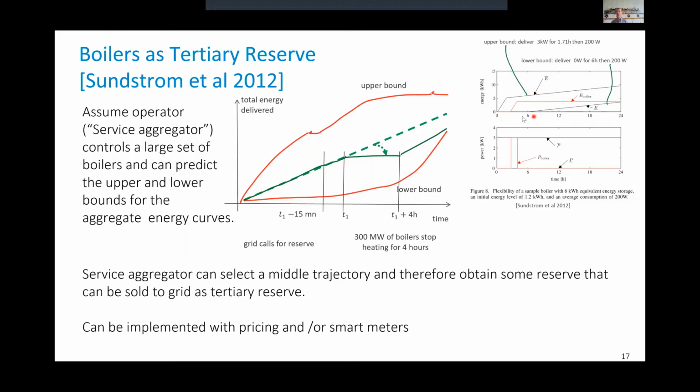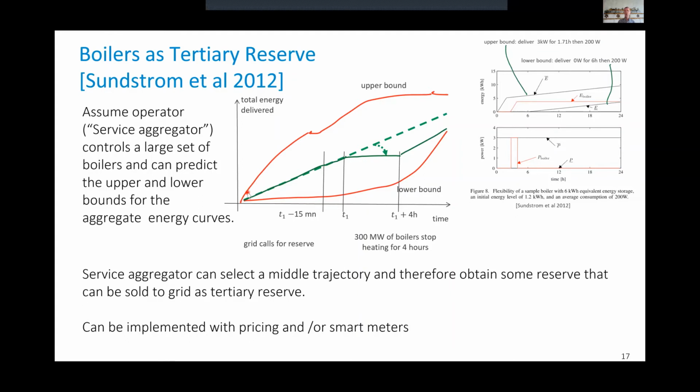So for a single boiler, it's not very exciting. But you could do that easily, in fact, because at the timescale of one boiler, there is some randomness. How many showers will be taken? What's the consumption of one household? But at the scale of a country, the law of large numbers makes it easier to predict. So we can forecast those two envelopes, which are the upper bound and the lower bound that are given here.